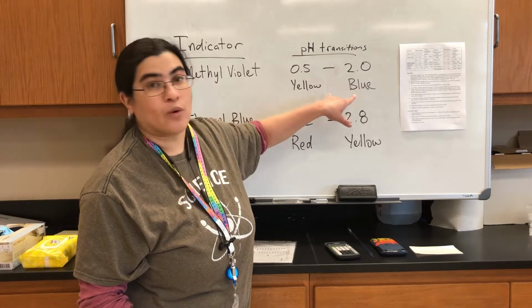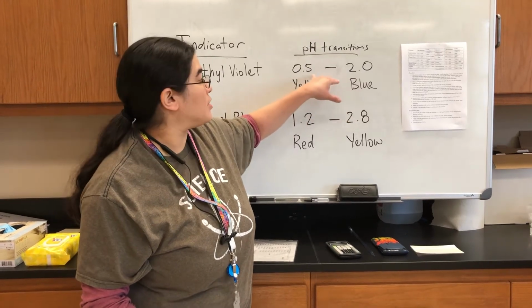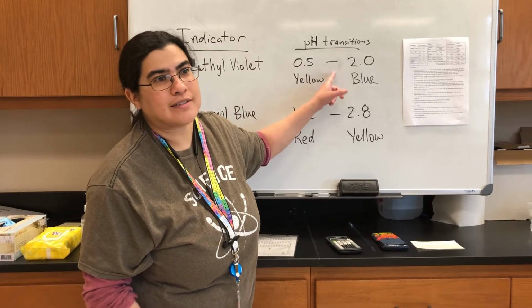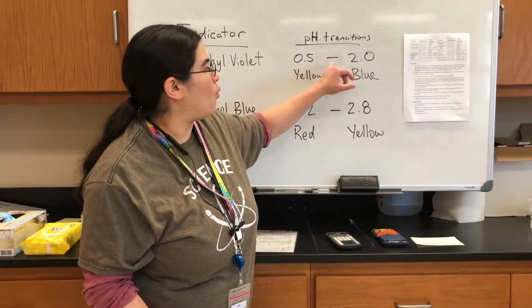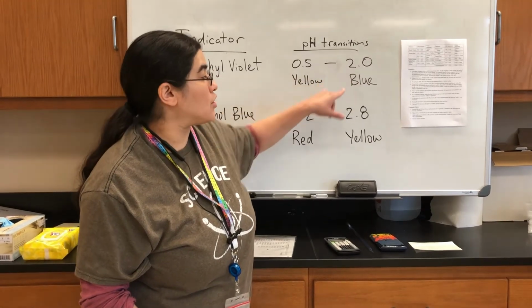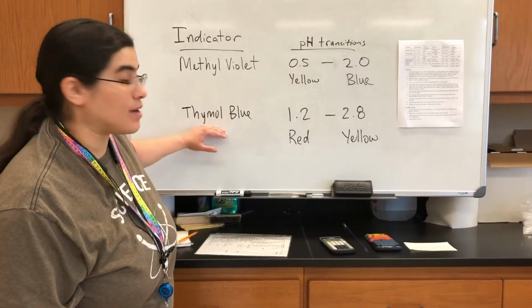Now you might be thinking, what if it's in between? What if it's between 0.5 and 2? In which case you're going to get a greenish color out of this. And so you don't really know what the actual value is within this range. And so you can go to another indicator to try to narrow it down.